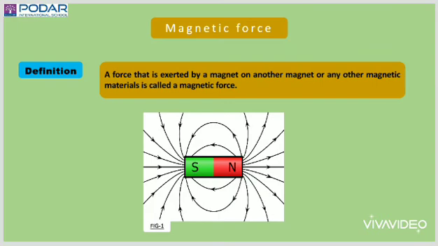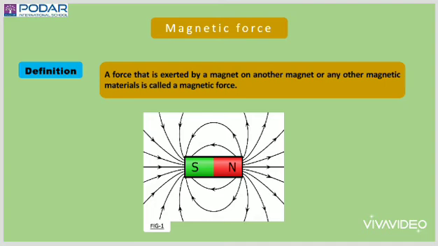Let's define magnetic force. It is a force that is exerted by a magnet on another magnet or any other magnetic materials. It is an example of non-contact force because there is no physical contact with the material. Actually, this force is due to the magnetic field which is developed around the magnet.